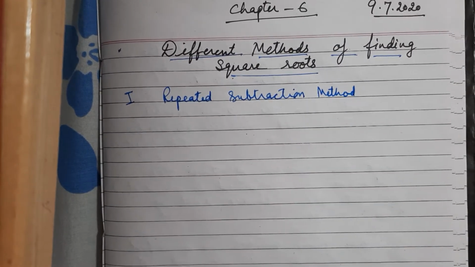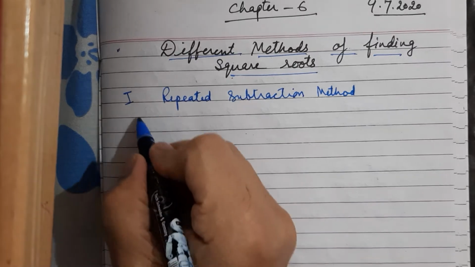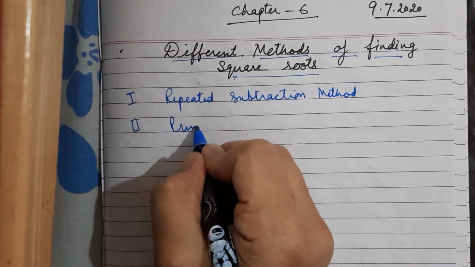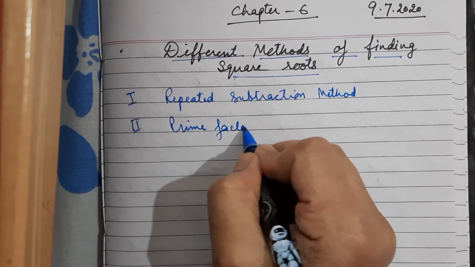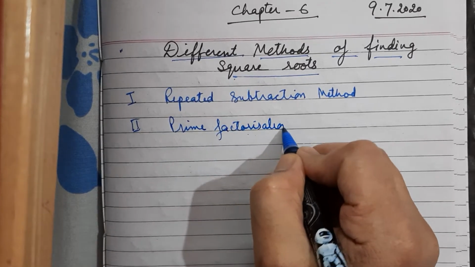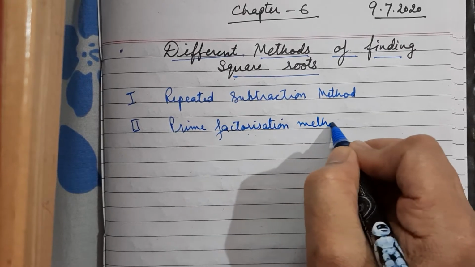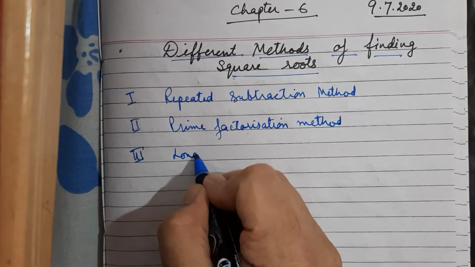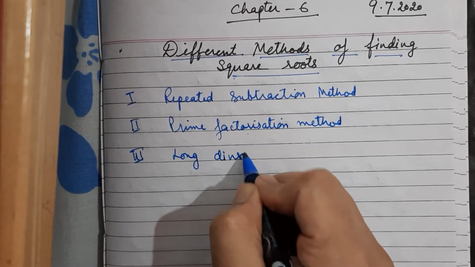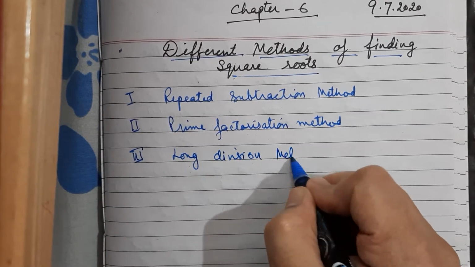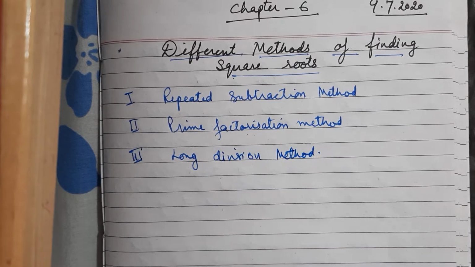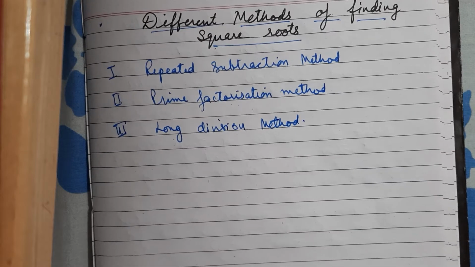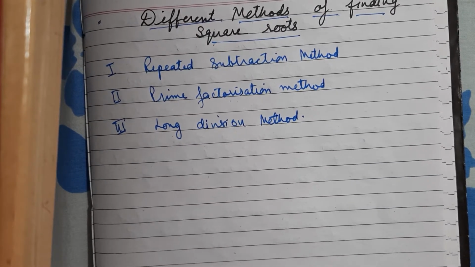We will study three different methods to find square root. Second will be the prime factorization method. And third will be the long division method. So these three methods we are going to study in this chapter. Starting with the first, the repeated subtraction method.